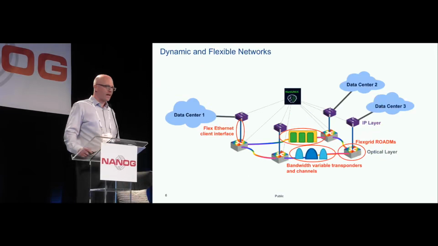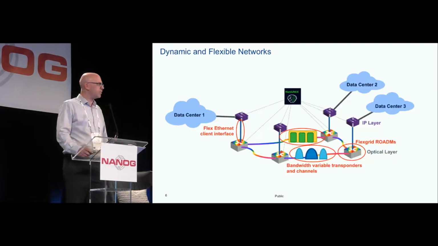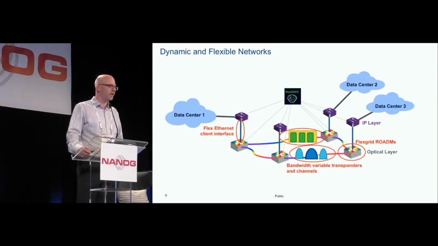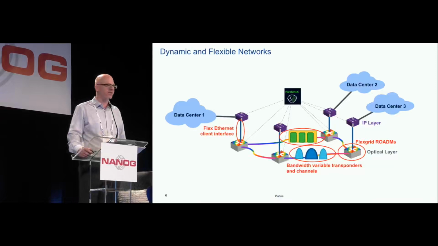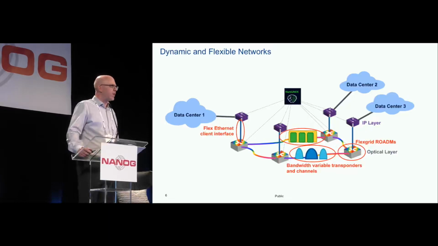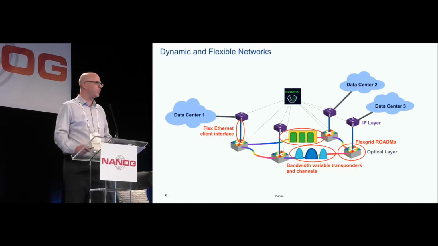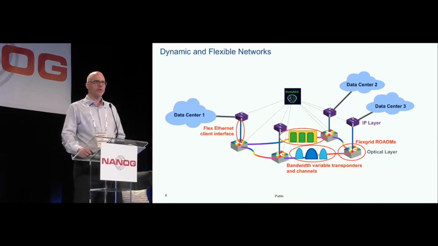So coming back to dynamic and flexible networks, as I mentioned, we have a lot of flexibility coming in on the optical layer. We have flexible client interfaces coming. We have bandwidth variable transponders and channels. We have super channels on the optical layer, multiple optical channels that are bundled together. And we have flex grid ROADMs where you can vary the bandwidth available for these different channels. So there's a lot of free parameters here now that you can tweak, and you need some intelligence in order to be able to make good decisions on how to do that.